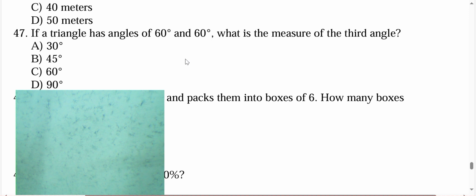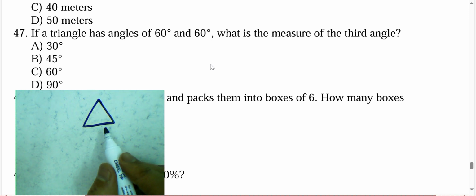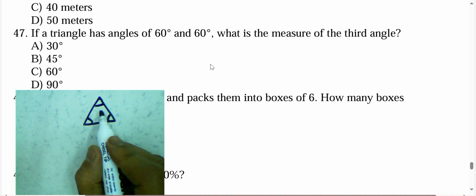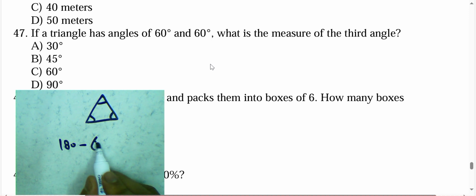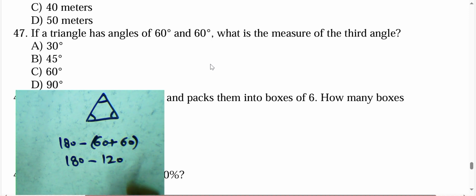Next question 47. If a triangle has angles 60 degrees and 60 degrees, what is the measure of the third angle? We know the sum of interior angles in a triangle equals 180 degrees. Then we have 60 degrees and 60 degrees. Then the third angle here will be 180 subtract the sum of the two angles. We can write 180 subtract 120, the sum of two angles. Then the difference equals 60 degrees.